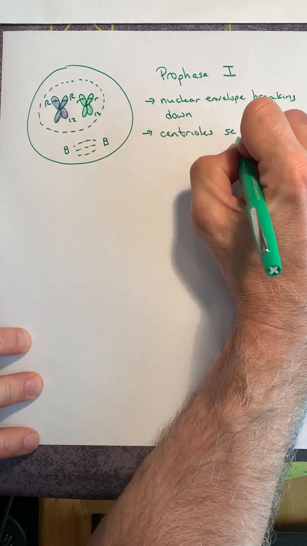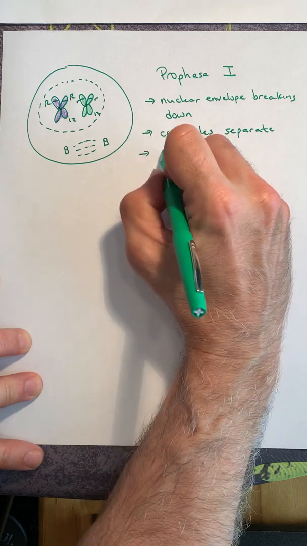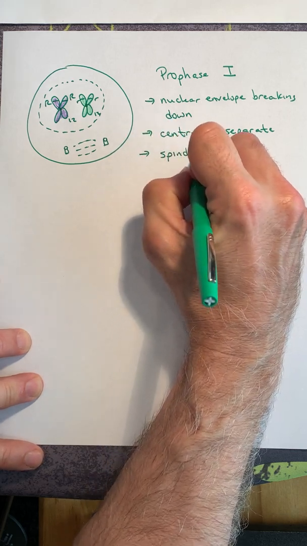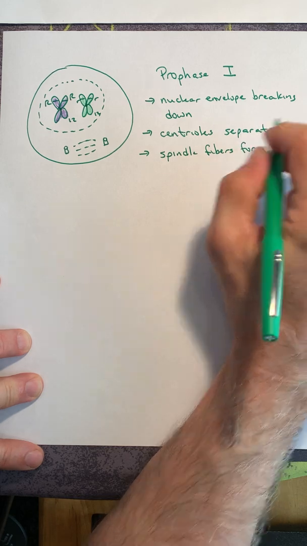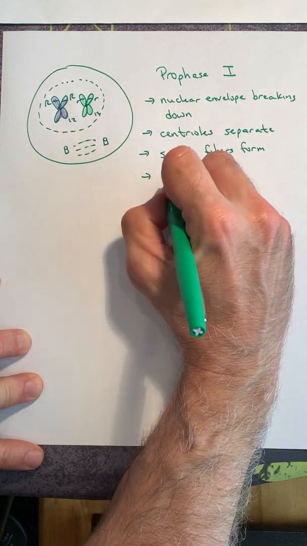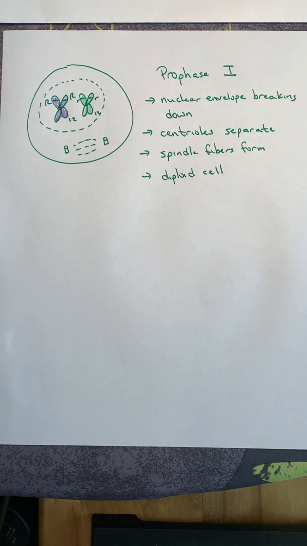The centrioles separate. Again, this should look a lot like mitosis. The spindle fibers form. And this is still a diploid cell. Looks a lot like mitosis, yes? You bet.